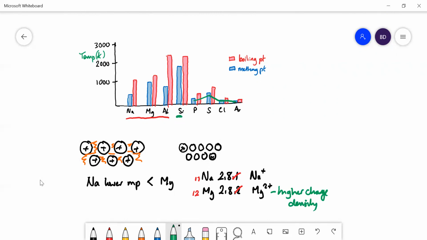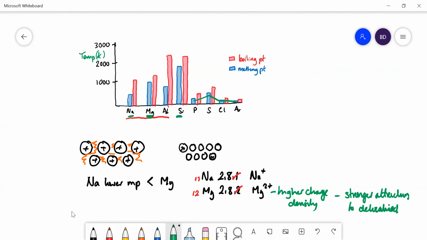That means it's got a stronger attraction to the delocalized electrons, and that means you need more energy to break it up. So it's got a higher melting point than sodium, and they quite frequently ask that. It's all to do with the size of the ions and the charge density on the ions.